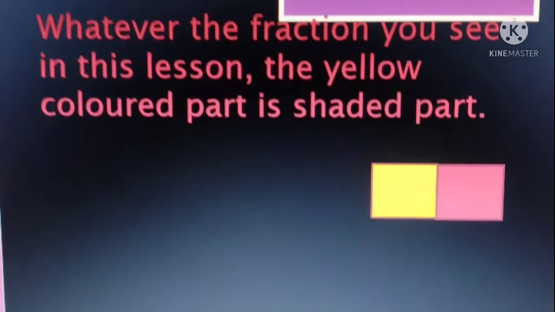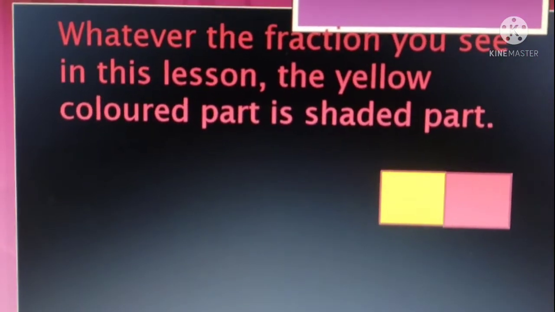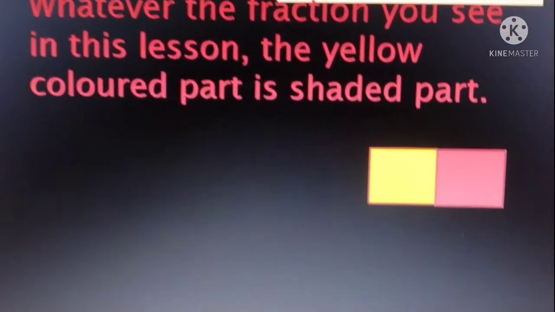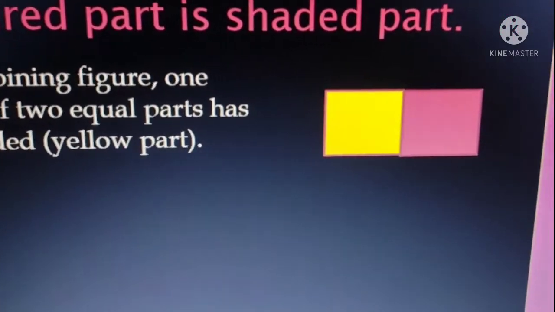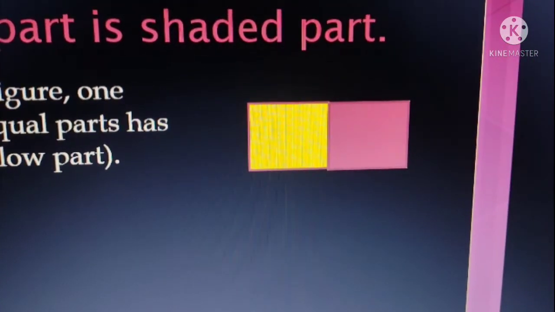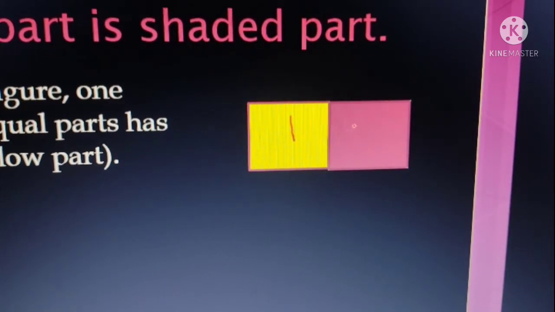Now, first of all, let me tell you, whatever the fraction you see in this lesson, the yellow colored part will be the shaded part. Here also one figure is there, so the yellow colored part which you can see on the left side of the figure is the shaded part of the figure. So let's talk about it. In the adjoining figure, one part out of two equal parts has been shaded. As you can see, a figure is there which has been divided into two equal parts. This one is the first part and this one is the second part. And out of two parts, the first part has been shaded, that is the yellow colored part. Okay.